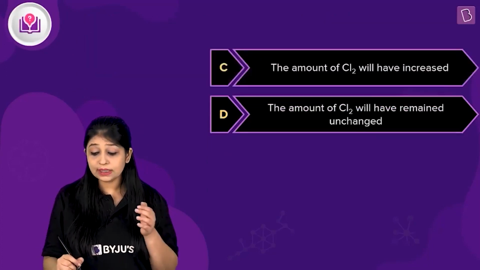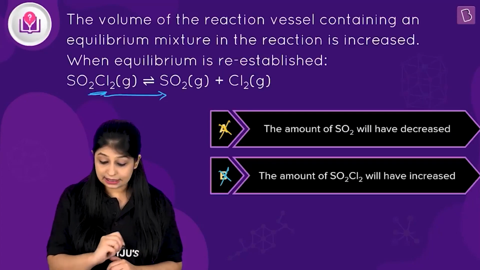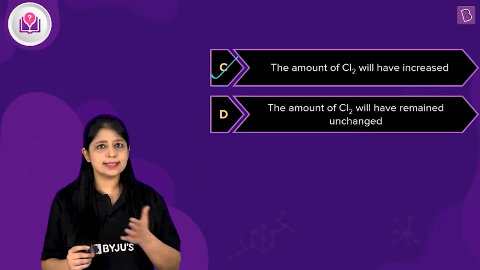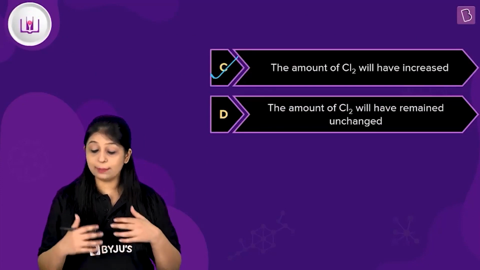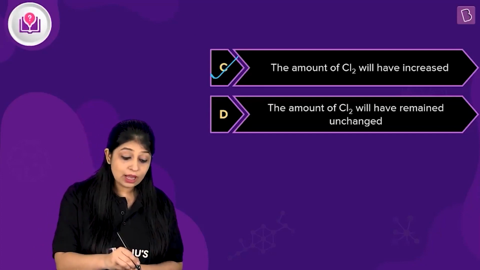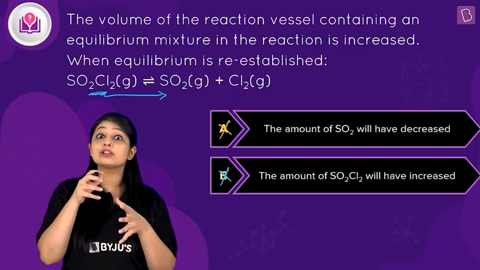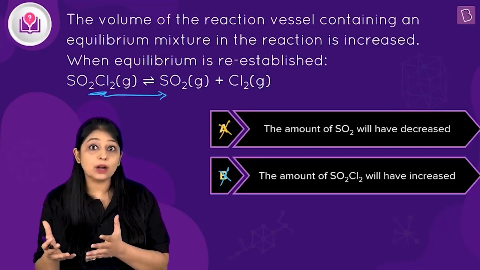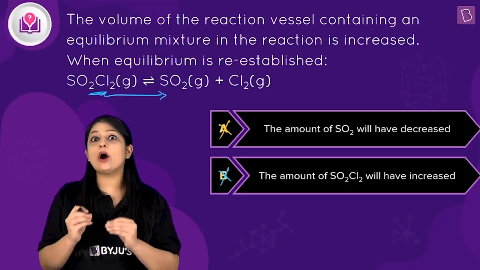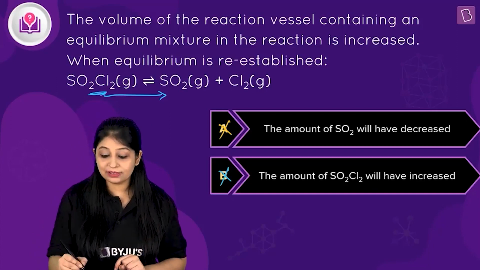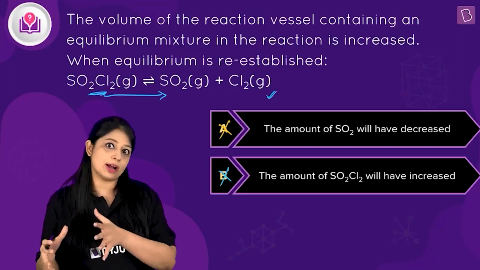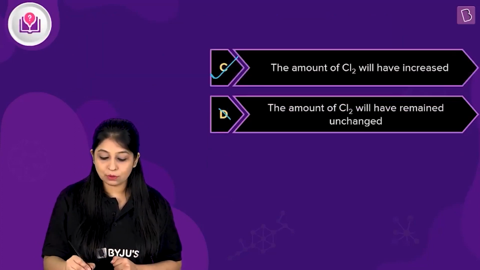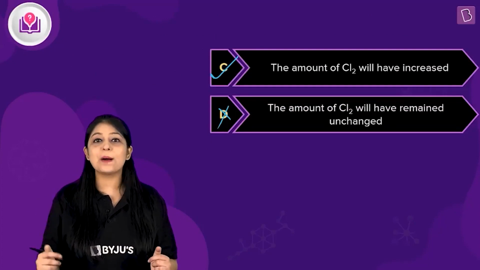What about option C? The amount of Cl2 will have increased. Well, if the reaction is moving in the forward direction, yes, the amount of Cl2 will increase. Yes, this is correct. Let's have a look at option D also. It says the amount of Cl2 will have remained unchanged. Well, absolutely not. It would have remained unchanged if the number of gaseous moles on the reactant side were equal to the number of gaseous moles on the product side. If that were the case, then option D would have been correct. But it's not the case. We have more gaseous moles on the product side as compared to the reactant side. Hence, we can say for sure that option D is not correct. So the correct option is option C.